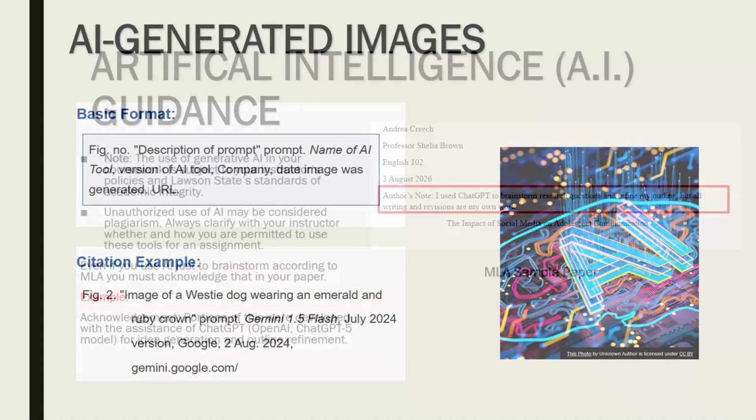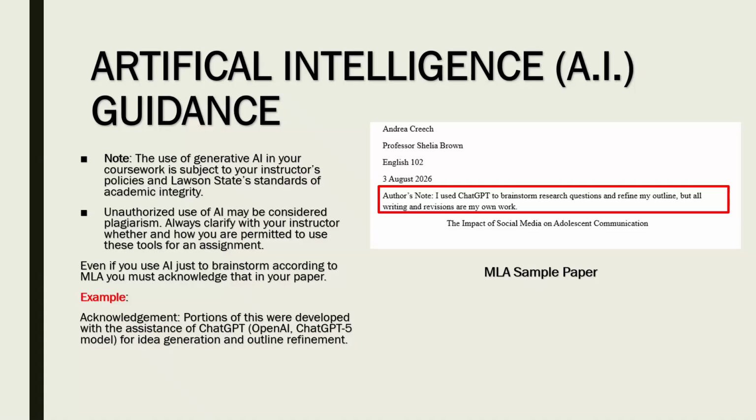As we navigate new technologies, it is important to remember that using generative AI in your coursework is strictly subject to your instructor's individual policies and Lawson State standards of academic integrity. Put simply, unauthorized use of AI may be considered plagiarism. You must always clarify with your instructor whether and how exactly you are permitted to use these tools for any assignment before you begin. Furthermore, citation rules are shifting.